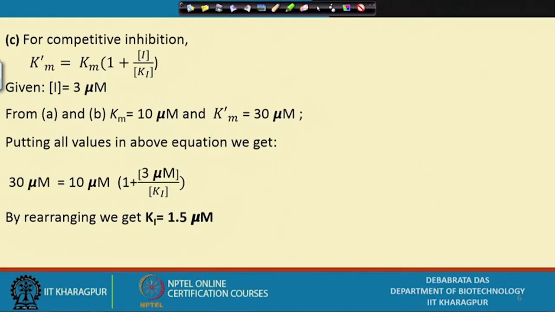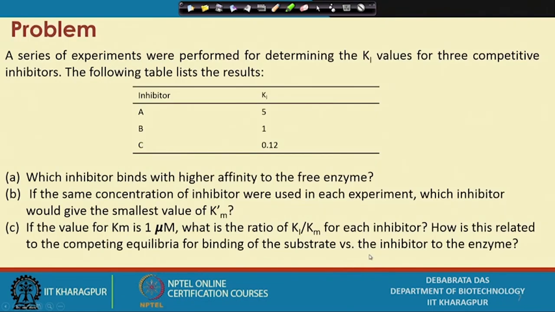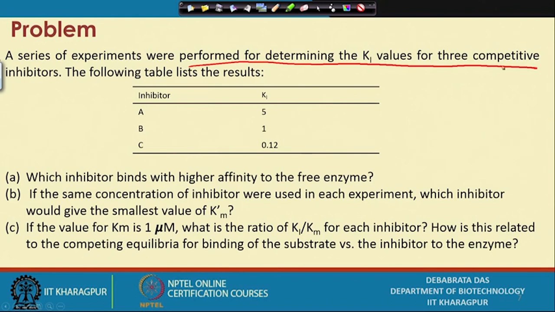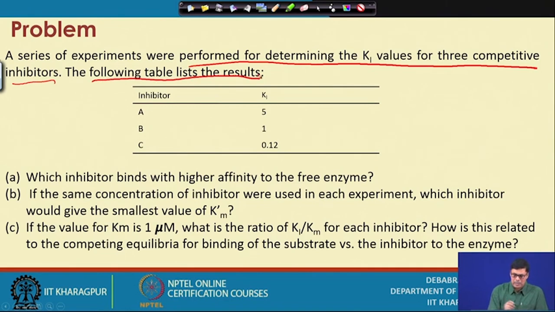Now, next problem. The next problem is also very interesting. A series of experiments were performed to determine the Ki values for three competitive inhibitors. The following table lists the results. Let us assume inhibitors A, B and C are three different inhibitors, they are competitive in nature, and their Ki values are different: one is 1, one is 5, and another is 0.012.